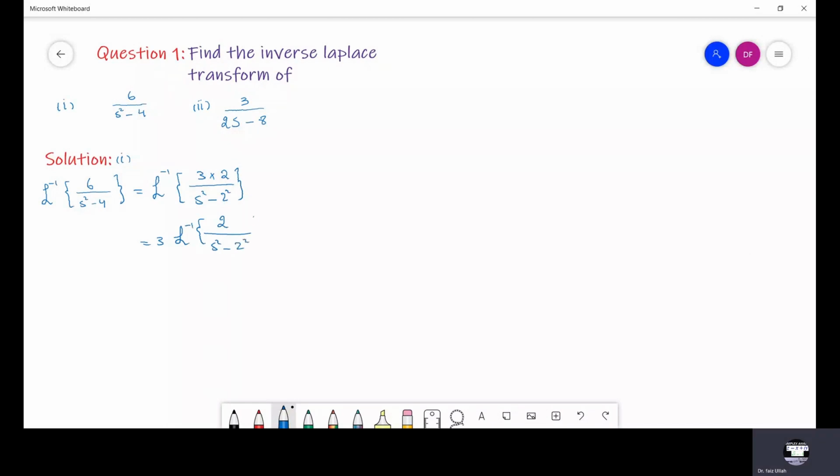minus 2 squared. And now we know that the Laplace transform of sinh 2t is equal to 2 divided by s squared minus 2 squared. So therefore we can write that this is equal to 3 sinh 2t, and that is the required solution. Now let us solve part number 2.